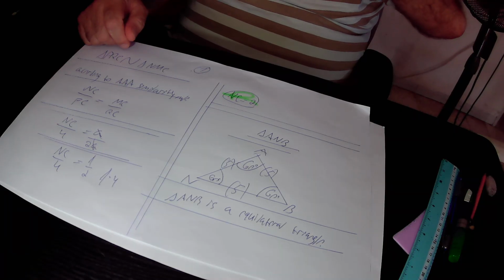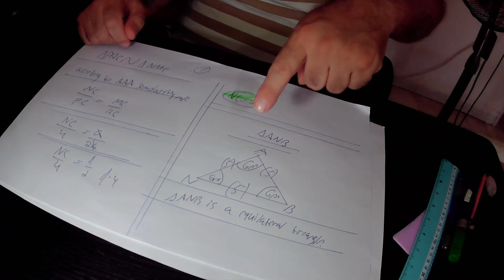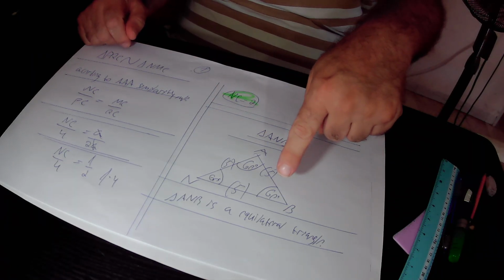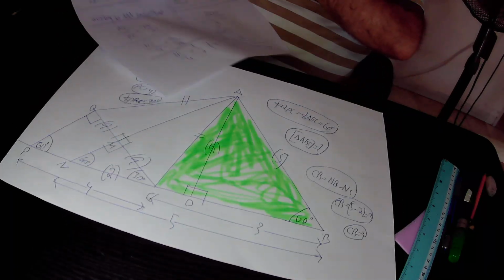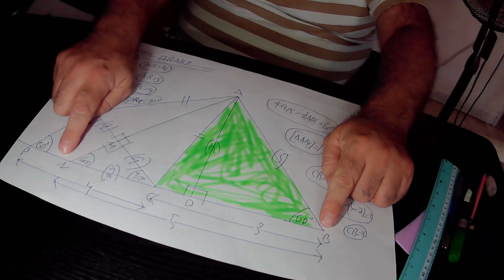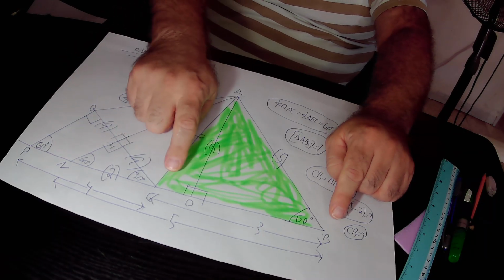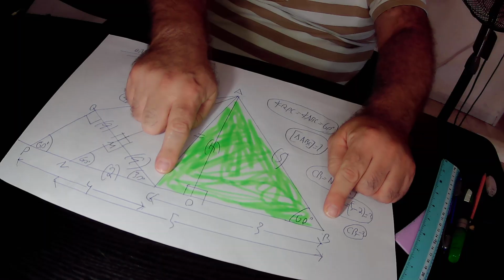We know that in any equilateral triangle, all the sides must be equal to each other. So AB equals 5, therefore AN must also equal 5, and NB must also be 5 units in length. What is the length of the missing side CB?